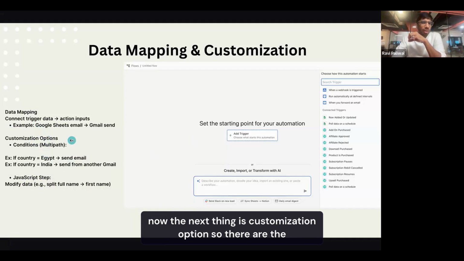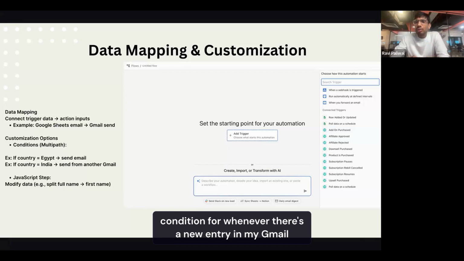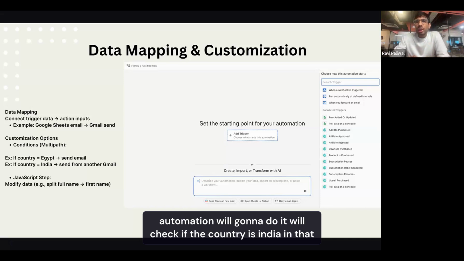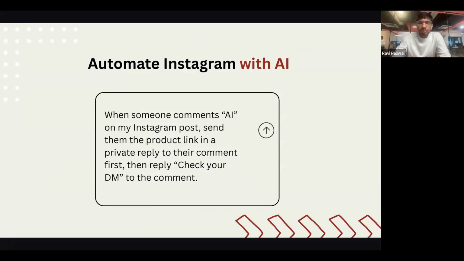Now the next thing is the customization option. So there are conditions. For example, in automation, we generally provide a condition: whenever there is a new entry in my Google Sheet, I want to send an email to all those who have country equal to India or country equal to USA. So what will the automation do? It will check if the country is India in that row coming over the flow, and only then will it send an email. This kind of condition we can easily create using automation.